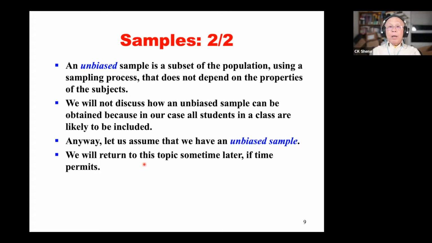Why unbiased? Because if the sample is unbiased, then it's very likely that the mean and median calculated would closely resemble the mean and median of the population. We will return to this topic sometime later if time permits.